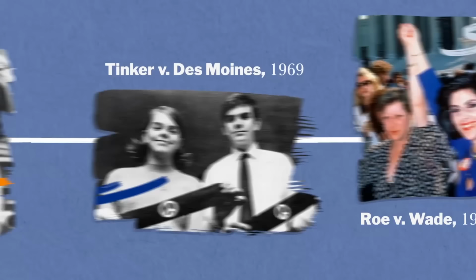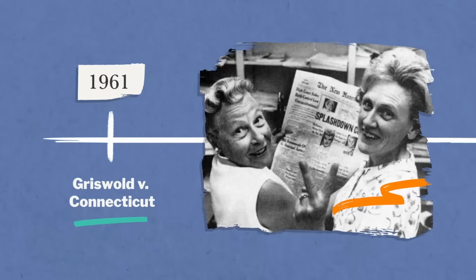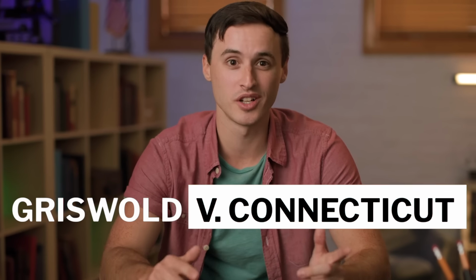One way is to look back at the Supreme Court rulings that have interpreted laws to determine whether or not they violate protections laid out in the Constitution. This is the story of Griswold versus Connecticut.